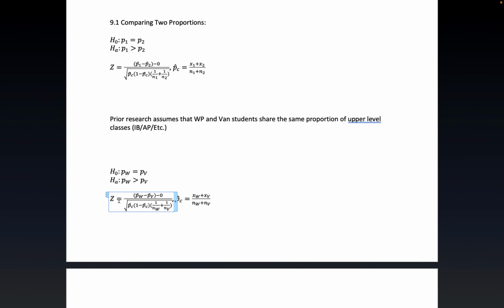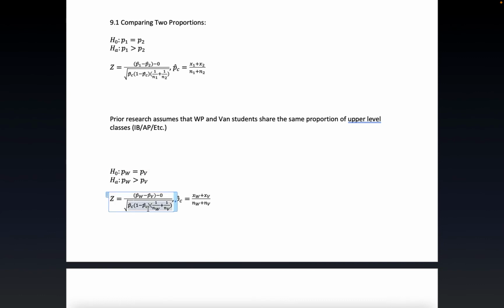So this is what the test statistic would look like. It's a z-value, and we would then, again, take a sample of 20 or 50 Westport students, maybe 100 Westport students, and find out how many of them participate in these upper level classes. Do the same for Vanguard, and of course, again, compare that to 0, because we thought that they were going to be equal. We thought that we would see no difference in them.